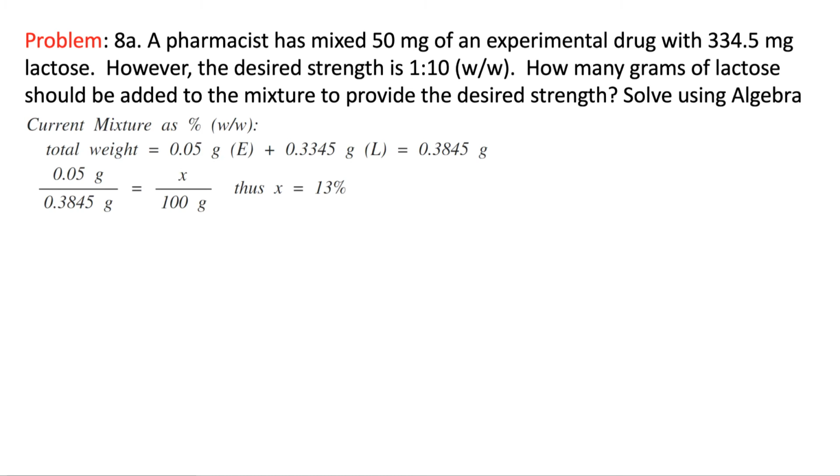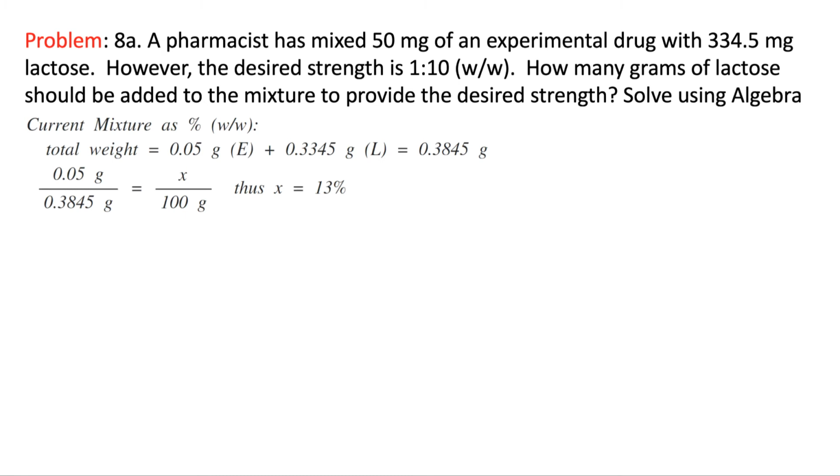Now, to express my experimental drug as a percent weight per weight concentration, you can do a couple of different ways. One way I'll show you here is to set up a proportion: 0.05 grams of experimental drug over a total weight of 0.3845 grams total, set equal to X over 100 grams. I did that because a percent weight per weight is an amount in grams per 100 grams. So when I solve for X, it represents the grams that would be equivalent if I had 100 grams of my product. Solving for X, I get 13. Since it would be 13 grams over 100 grams, that's essentially 13% weight per weight.